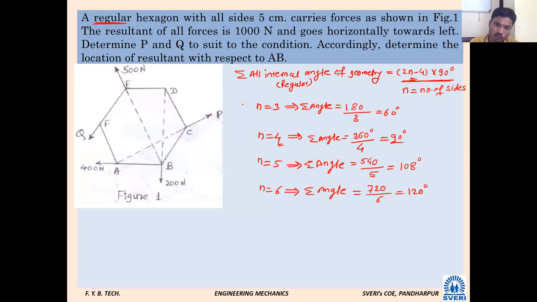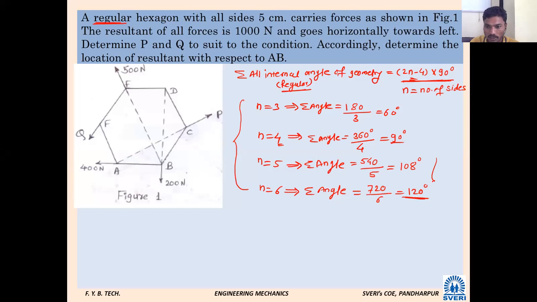So this is the formula to find each and every angle of a geometry. But it is applicable to what? Regular geometry. If it is regular, then only it is applicable. If not, it is not applicable. You can note this because we are going to use it in our case. So the conclusion of this: the internal angle of a regular hexagon is 120.